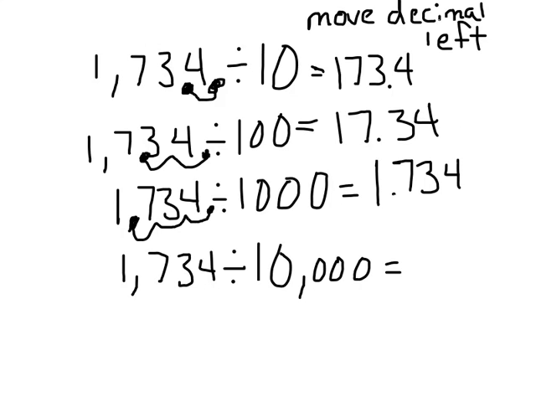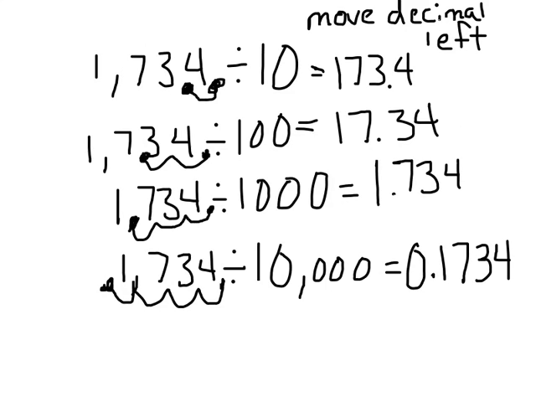Now if I divide by 10,000, how many times will I need to move the decimal to the left? Well, 10,000 is 10 to the 4th power, so I'll need to move it 4 times. 1, 2, 3, 4. The correct answer is 0 and 1,734 ten-thousandths.